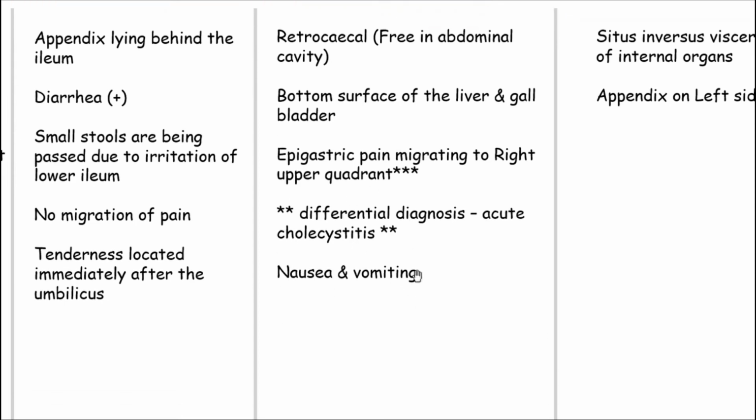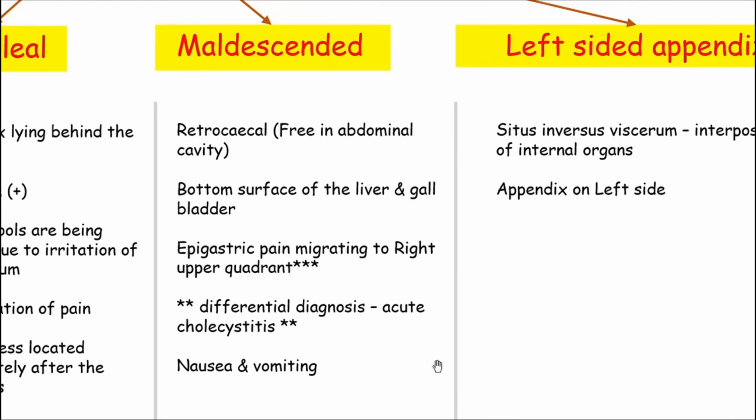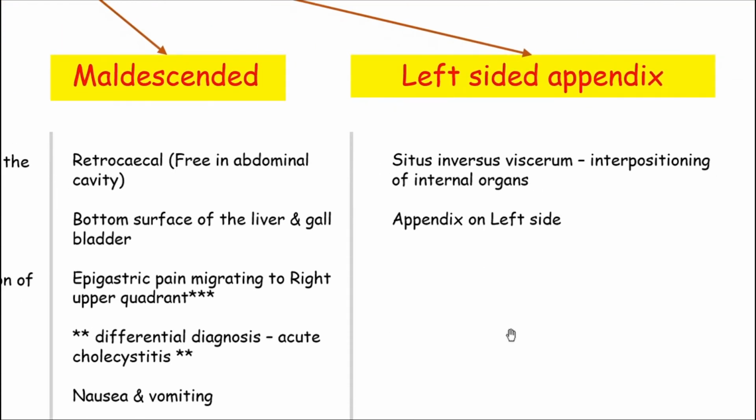These patients can also have nausea and vomiting. And let's see the last type of acute appendicitis, which is the left-sided appendix. From the name itself, you can see that this appendix is located on the left side.